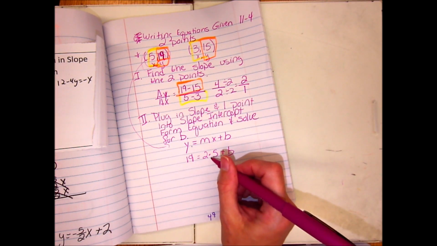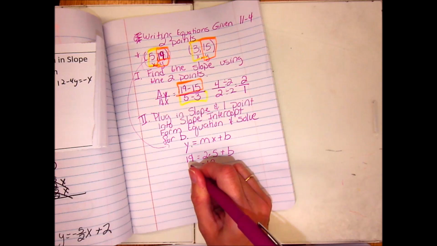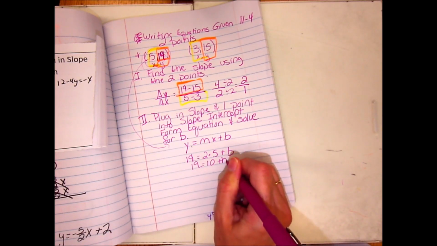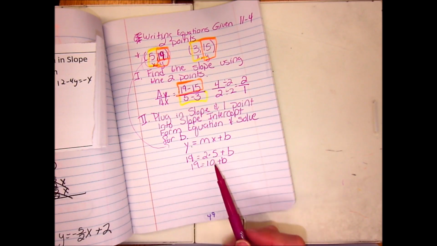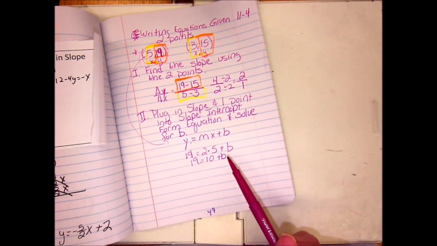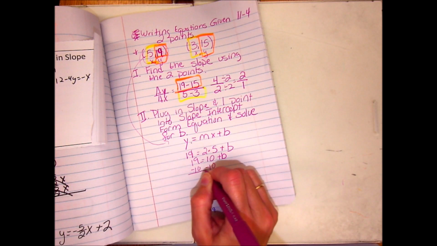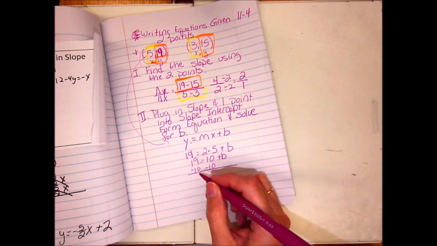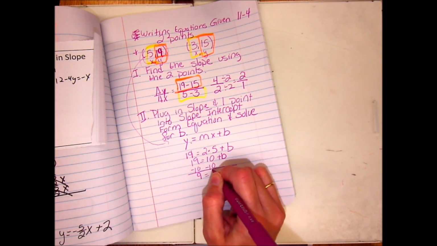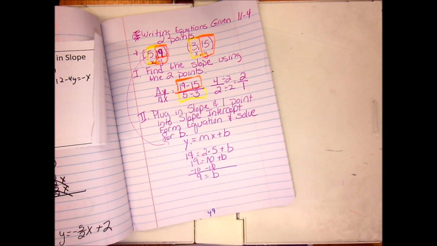So I'll go ahead and do 5 times 2 is 10. I've got 10 now. I want to get the b by itself, so I have to subtract 10 from both sides. 19 minus 10 is 9. And now I know what b is.